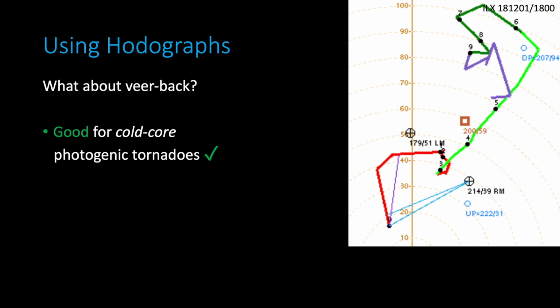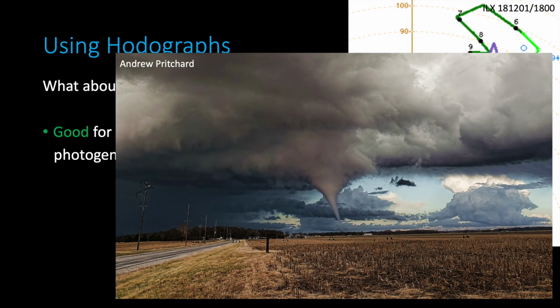And veerback is also very good and associated with cold core tornado outbreaks. A lot of these can be particularly photogenic. This was actually one of Illinois' largest tornado outbreaks, and Andrew Pritchard shot this near Havana, Illinois. Just a spectacular shot. And these tend to actually be a lot more photogenic.